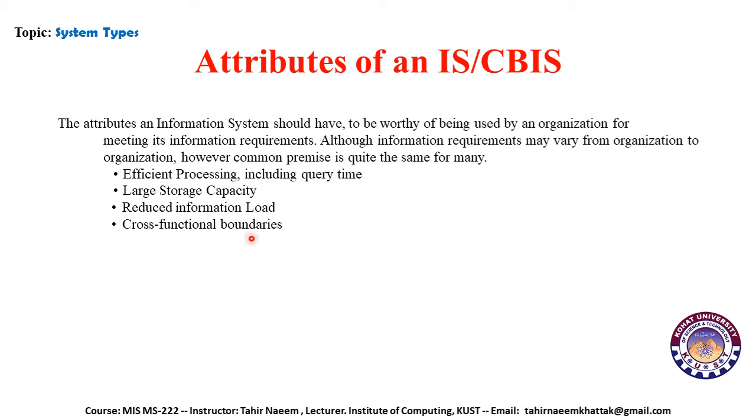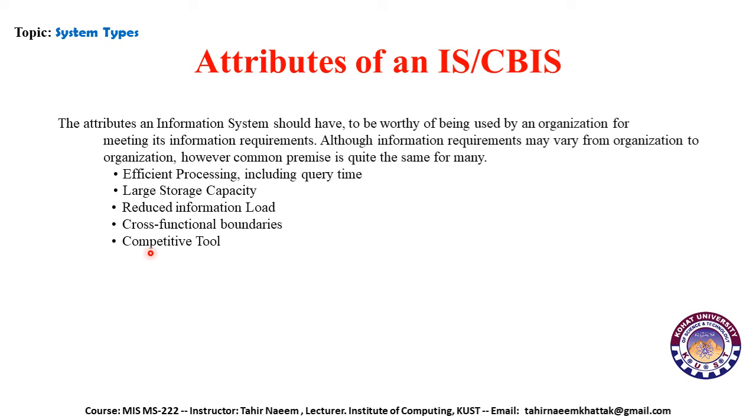And cross-functional boundaries. Cross-functional boundary means that in an organization there are different branches. I will give you the example of a university. There are different departments covering different areas, like the finance section and audit section. So the information system should be able to function smoothly across the different boundaries or departments.